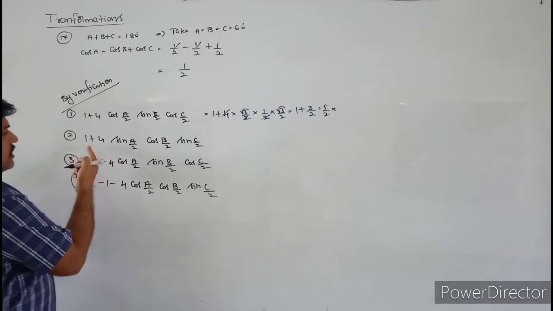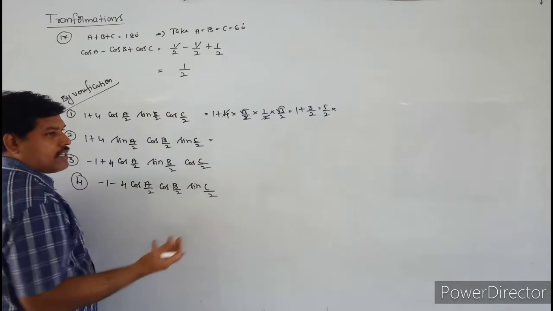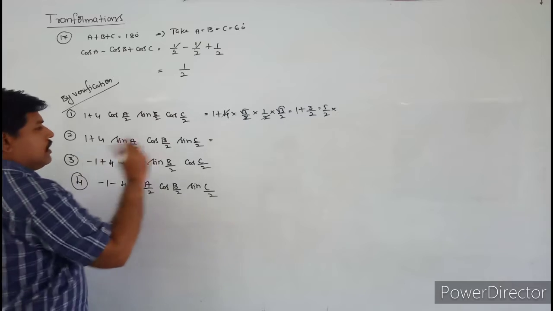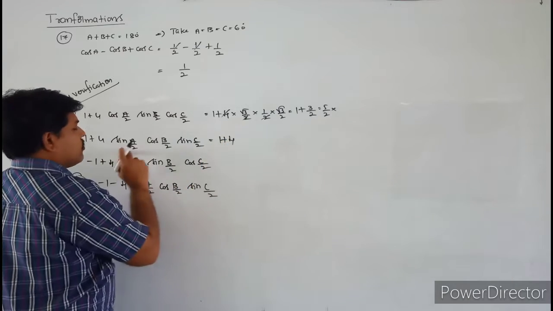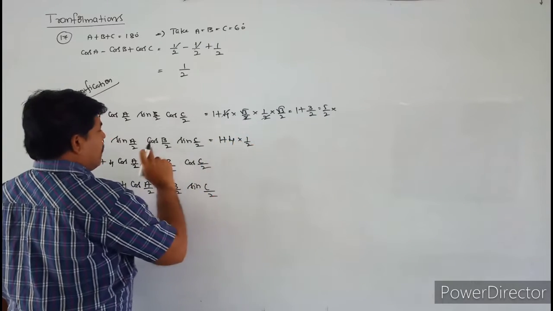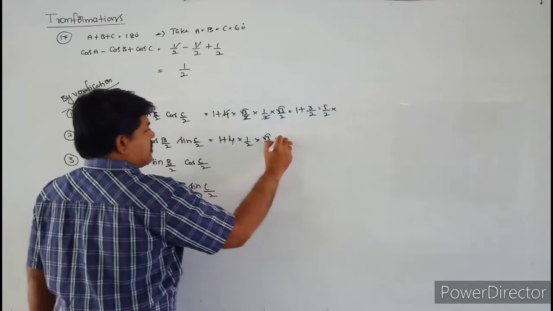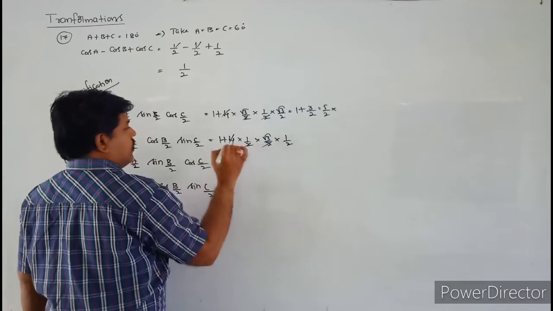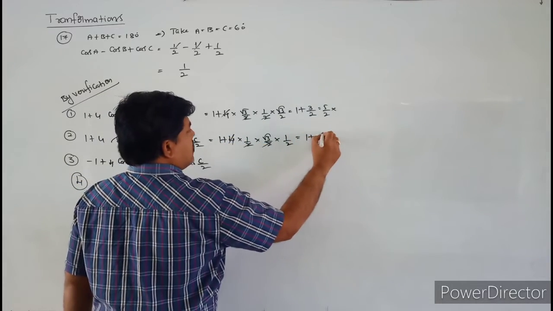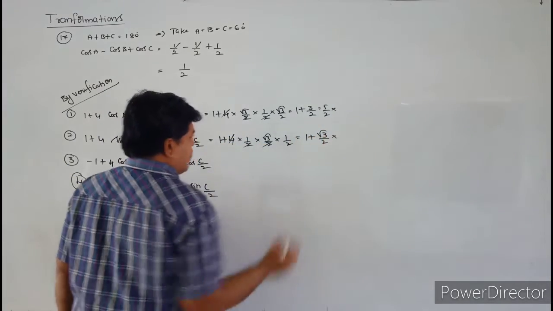Next, take the second one. You have to substitute. If you practice, you will get fast calculation. That is 1 plus 4 into sin 30, which is 1 by 2, cos 30, which is root 3 by 2, and sin 30, which is 1 by 2. So the 1 by 2 will cancel here, giving 1 plus root 3 by 2. So it is not the option.